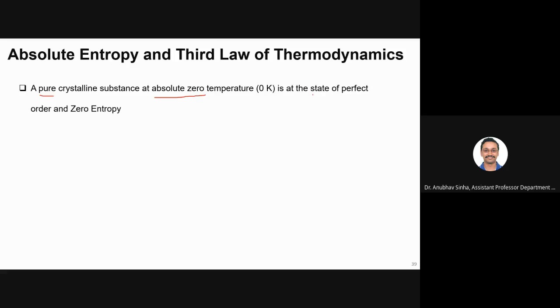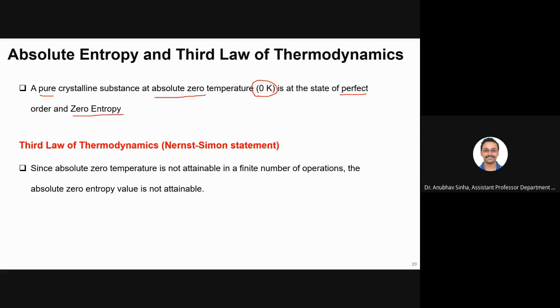There are also a lot of defects in the arrangement of solid crystals, so we assume that nothing of that sort is there. It is perfectly ordered, and if you take it to 0 Kelvin, then it is called a perfectly ordered state, and the entropy is defined to be zero. Generally we talk about the difference in entropy, but absolutely, this is how it is defined.